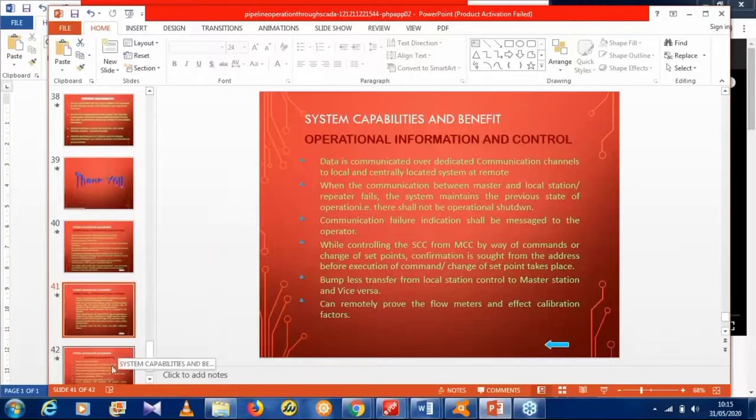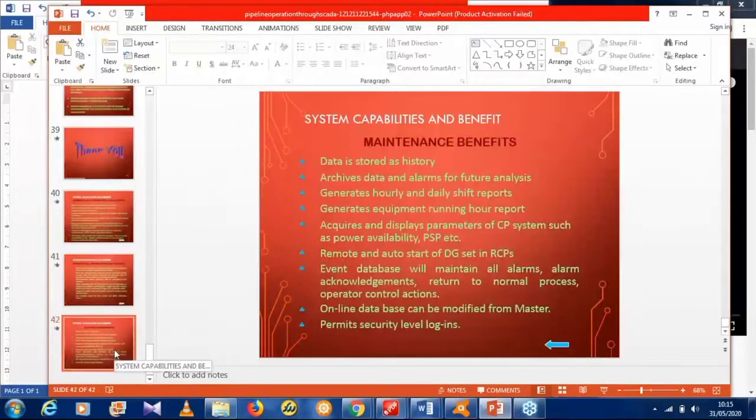Added to that, we'll look at the maintenance benefits. What are the benefits of maintenance? We just put this highlight. It's more than that, but it's highlighted to just hit the key points there. All right. Now, data is stored as history. That's one good thing about it. So you can always refer back to the data that has been taken from past operations and all that, because it will be stored as history.